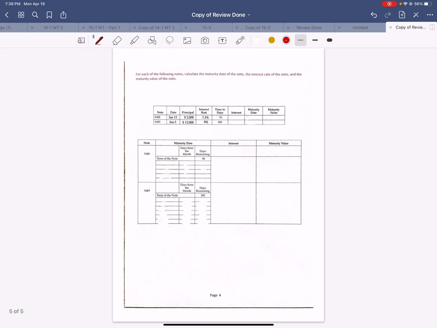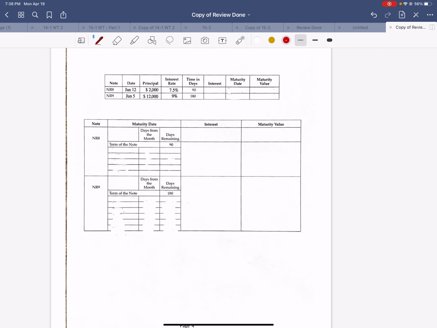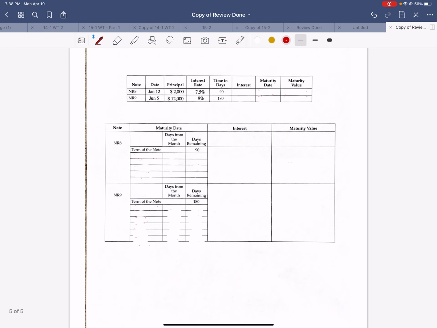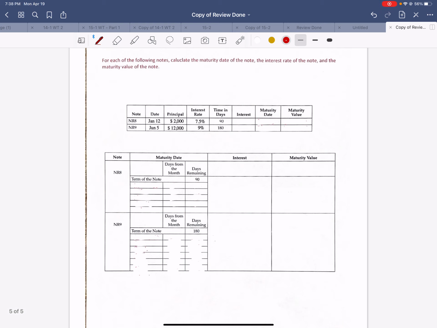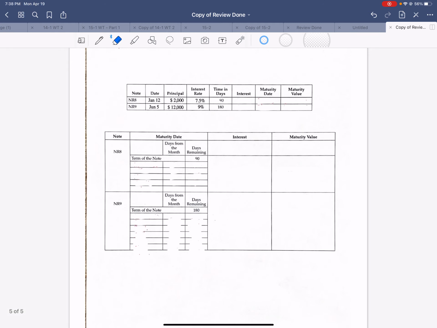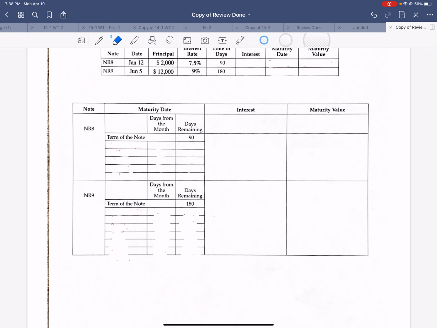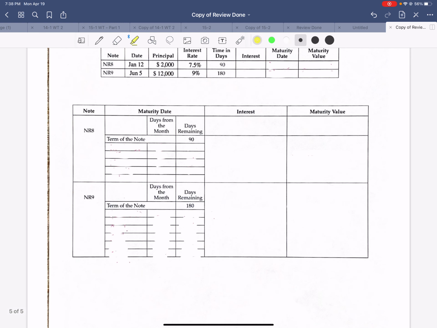The last thing we did, and we didn't necessarily do these in the same order, but we went through and we figured out the maturity value and the maturity dates. Okay, so the first one, we're going to take a look at the big table. You can see that notes receivable right now was created January 12th. So we're going to go through and figure out the maturity date. So January 12th through the 30th is 18 days. 90 minus 18 is 72 left.